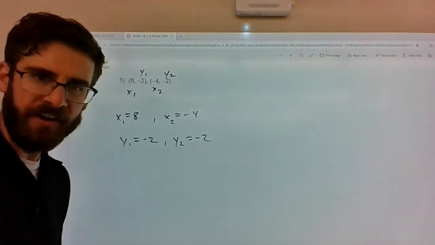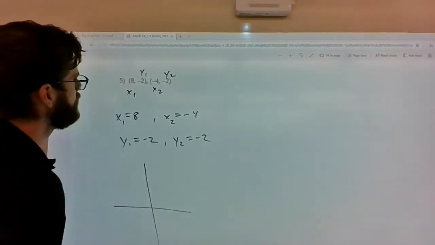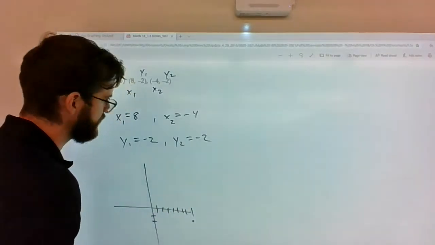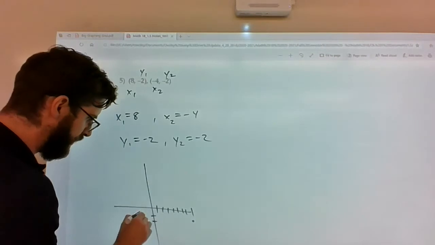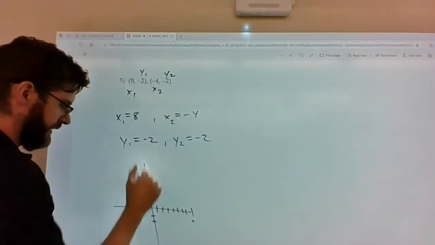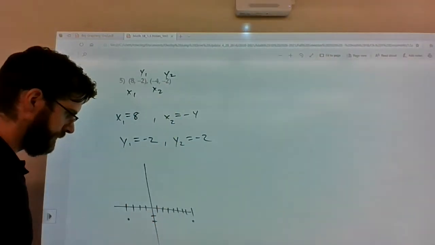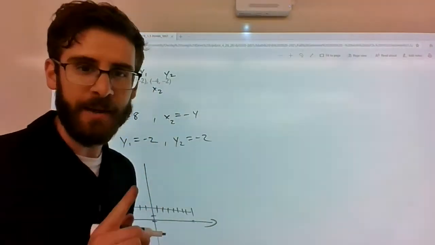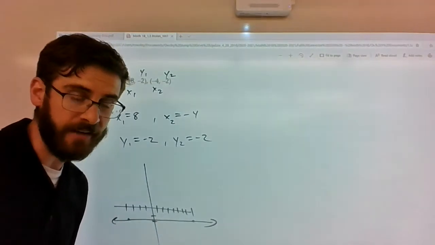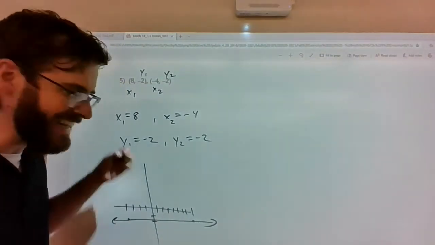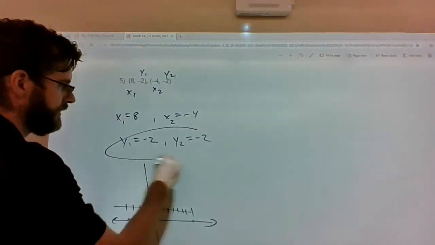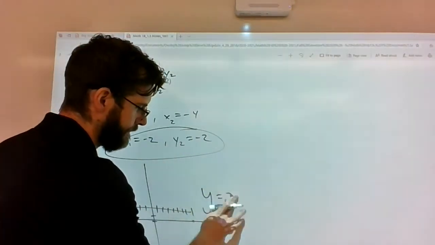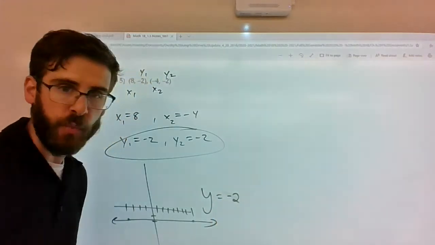I'm just curious. Let's graph that one as well. So you got 1, 2, 3, 4, 5, 6, 7, 8, down 2 is the first point. And then 1, 2, 3, 4 to the left, down 2 for the second point. Oh, that's the other type of special case. That's a horizontal line. So if you got a horizontal line, it's not x equals something, it's y equals something. Your answer is y equals negative 2.